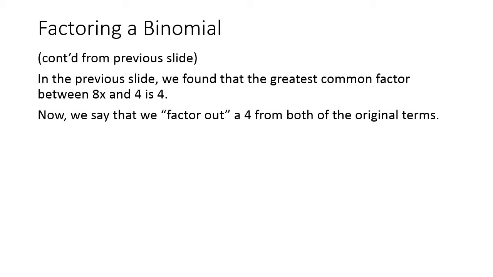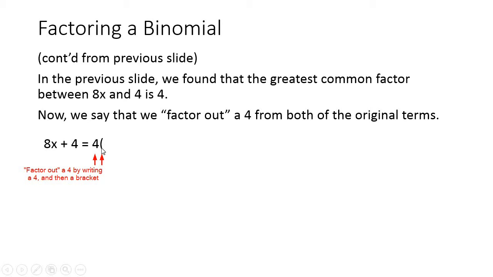Now, we say that we factor out a 4 from both of the original terms. So this is very important to get here now. When you factor something out, we wrote our original expression, then we say it's equal to, and we wrote what our greatest common factor is, and then we write a starting bracket. Now, we want to make the right-hand side equal to the left-hand side. This is an equation. You always need the right-hand side equal to the left-hand side, or it is not an equation.